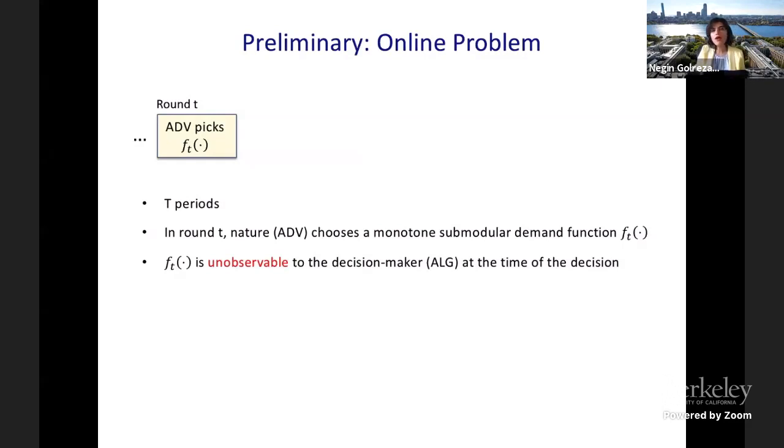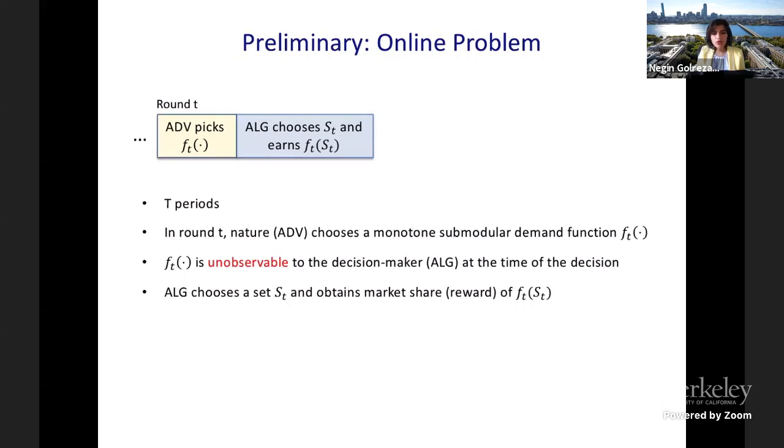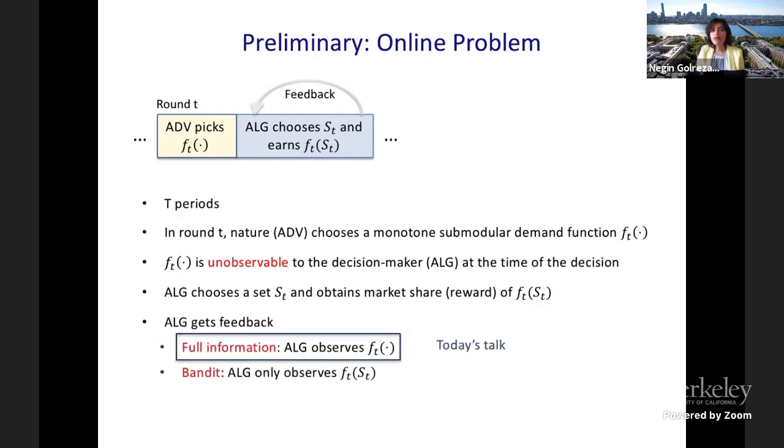Okay, now what about the online problem? In the online problem, I have T rounds. In every round t, there is a nature, or call it an adversary, that chooses a monotone submodular demand function f_t. Note that there is an index t here, which means that this demand function is time varying. Also, this demand function is unobservable, which indicates that the decision maker needs to make a decision under uncertainty. After the adversary chooses this demand function, the algorithm chooses a set S_t, and then obtains a market share or a reward of f_t at set S_t. And then the algorithm gets some feedback afterward.